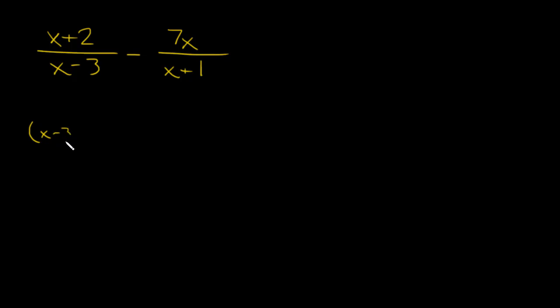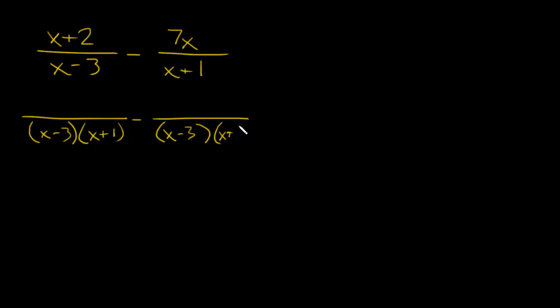Alrighty. So our common denominator is going to be the two denominators. So it's going to be x minus 3 times x plus 1, like that. And so it's going to be, for both of them, x minus 3, x plus 1. Alrighty. So now, what did I multiply the original first denominator by to get the common one? Well, that was x plus 1, so I multiply by x plus 1. So x plus 1 times the original top, x plus 2. And over on this side, what did I multiply the denominator by to get the common one? I'd multiply by x minus 3. So x minus 3 times 7x.